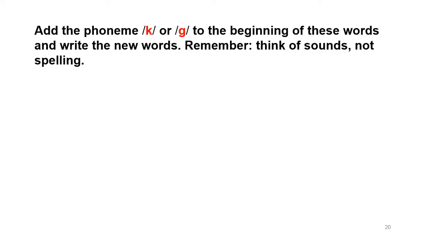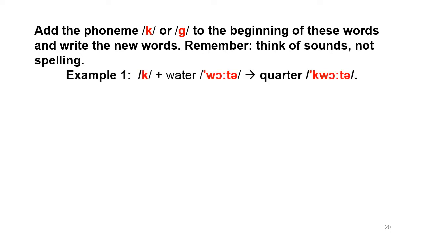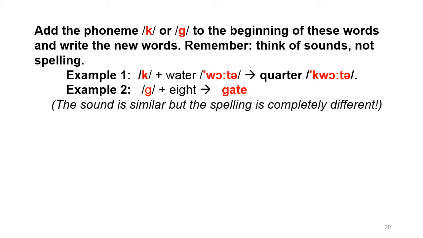Here's a fun exercise. Read the following words. Either add the phoneme k to the beginning of the word or the phoneme g to the beginning of the word. Think of sounds, not spelling. For example, water. You add k plus water and you get quarter. Eight. You add g and eight, you get gate. The sound is similar, but the spelling is completely different. Do the same thing for these words.